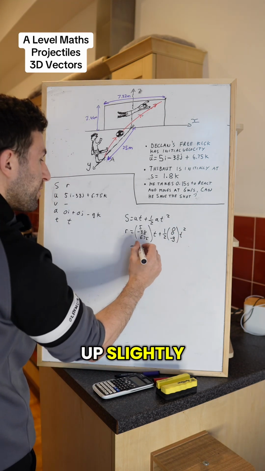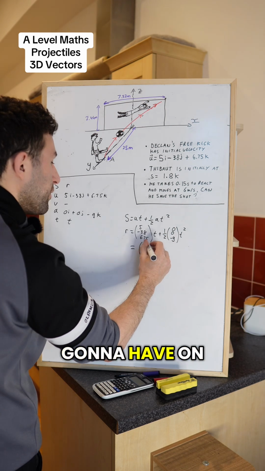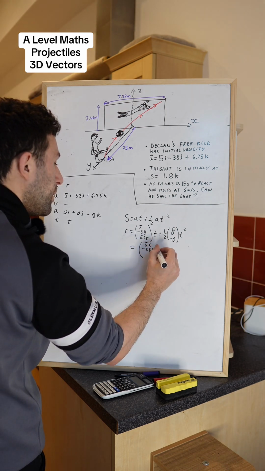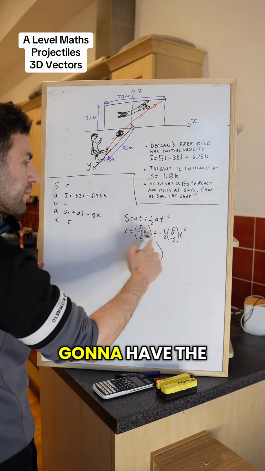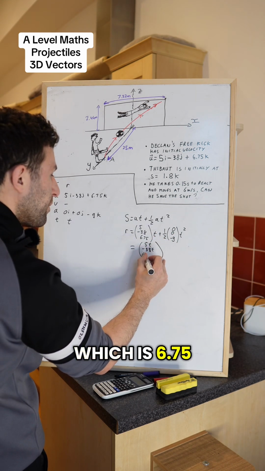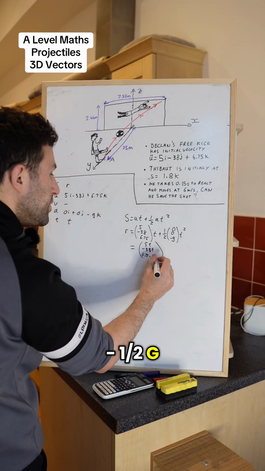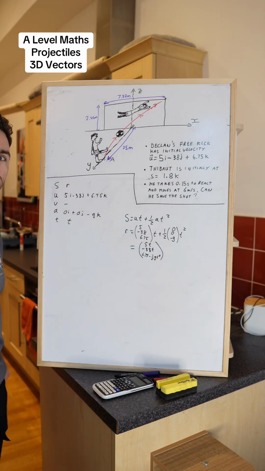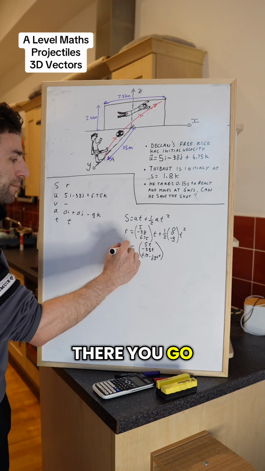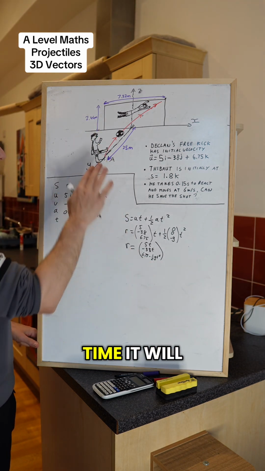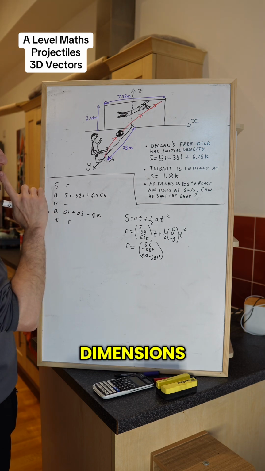Just tidying that up slightly, you're going to have on the top 5t, minus 38t in the middle, and then your bottom one is going to have the combination, which is 6.75t minus a half gt squared. There you go. So that is the trajectory of the ball. Put in the time, it'll give you the position in 3 dimensions.